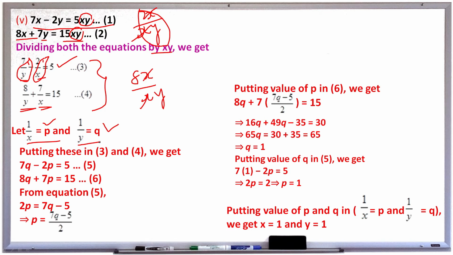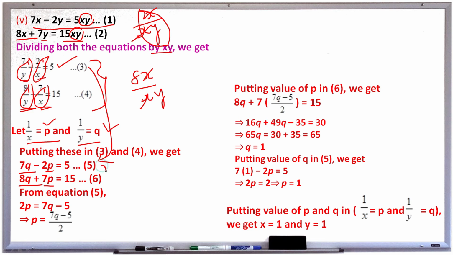Then now rewrite the equation. So this equation will become 7q, because 1 by y we have taken as q. So 7q minus 2p is equal to 5. That is equation number 3 will become like this. Now the fourth equation, again 1 by y, so 1 by y is q. So 8q. This 7 by x, you can take it as 1 by x, so 1 by x is what we have taken as p. So 7p is equal to 15, right hand side as it is.